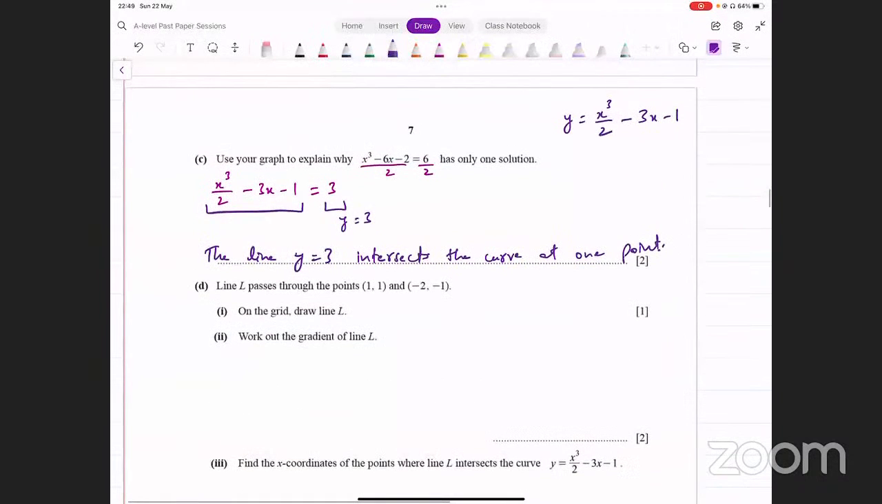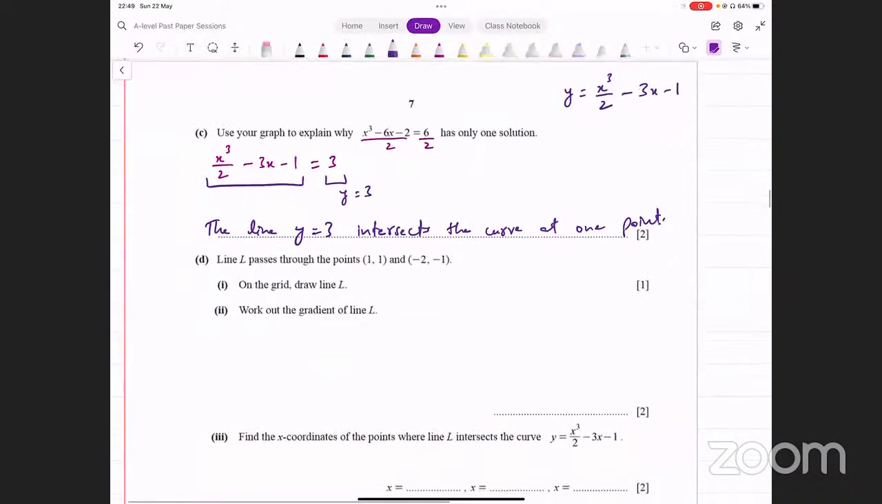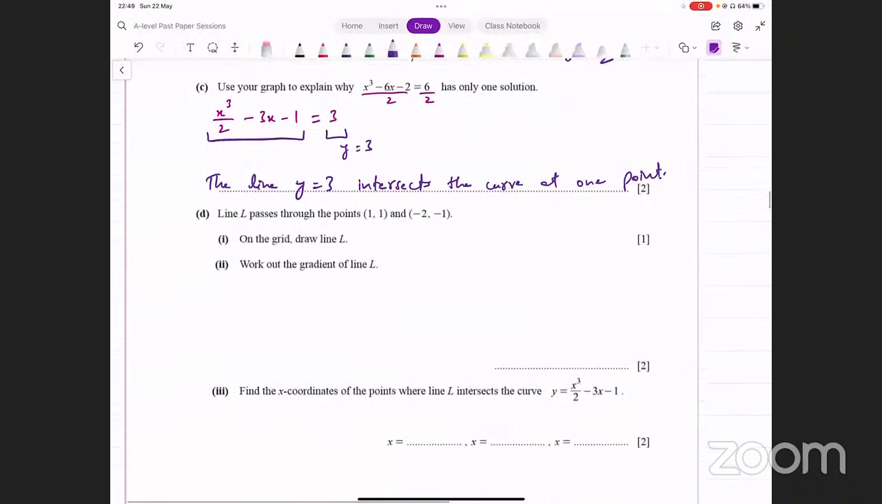Now it says work out the gradient of line L. You don't really have to use the graph for this. You have two points, so we can find the gradient with y2 minus y1 over x2 minus x1. Let's write that here if you want. This is x1, this is y1, this is x2, this is y2. y2 minus y1, so that's -1 divided by x2, which is -2, minus x1, which is -1. Let's see what that gives us. -2 over -3, and that is 2 over 3. Minus minus cancel, OK. The result is 2 over 3. That's the gradient of the line.